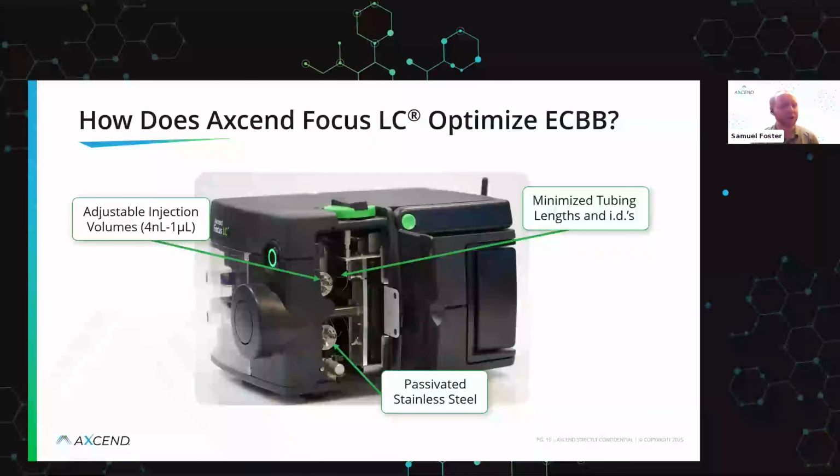We do have small inner diameter and short length tubing. We are a very compact system, and so basically all of our connective tubing is centimeters in length and typically either 50 or 25 micron in inner diameter. So really trying to reduce the broadening effects from tubing. We also use passivated stainless steel. So for those non-specific interactions, particularly in biomolecules, you'll tend to see reduced or even no impact from the system there because of the passivation.